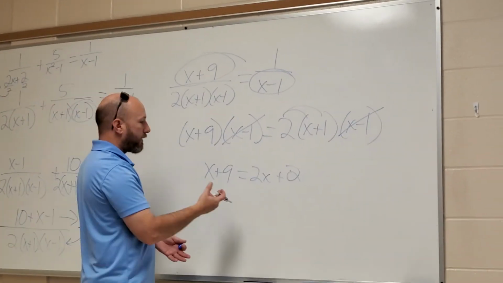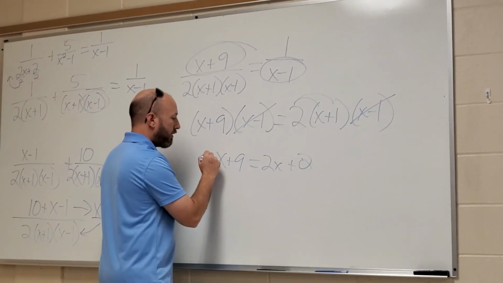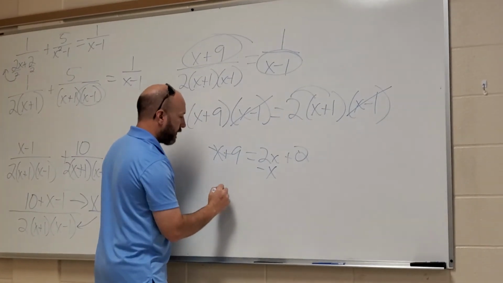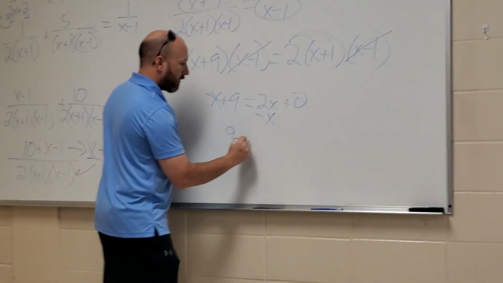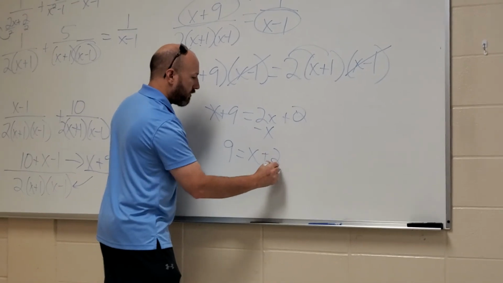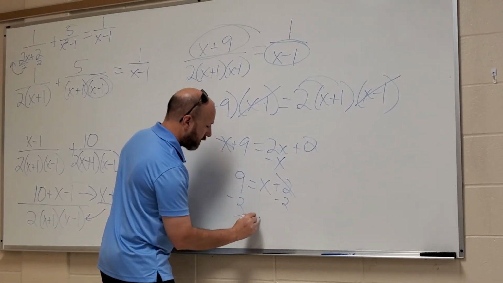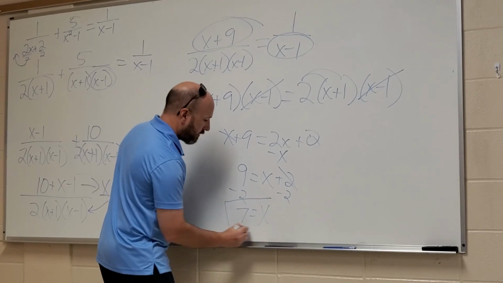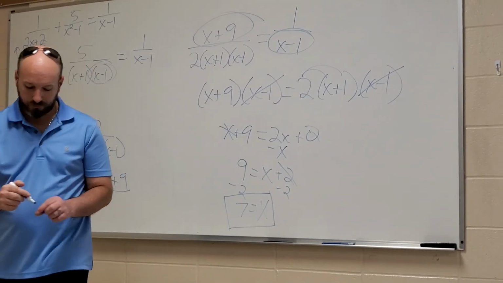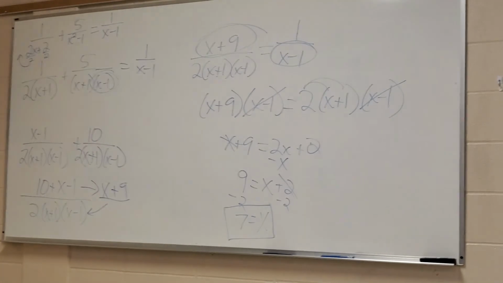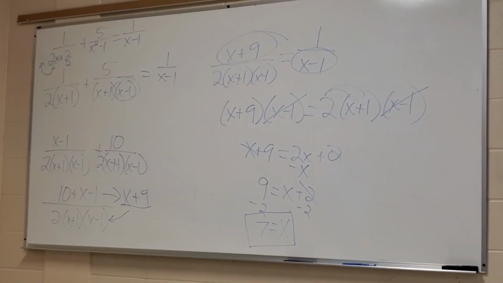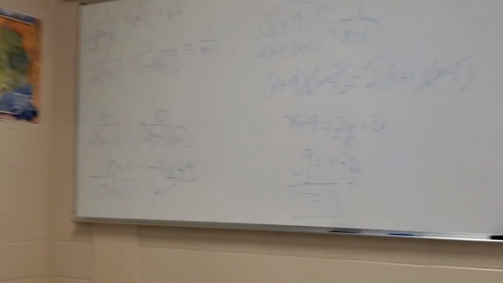And now combine your like terms. Move this x over here. So we get 9 equals x plus 2 minus the 2. And you get 7 equals x. A lot of work, okay? That was probably the hardest problem on the whole thing.